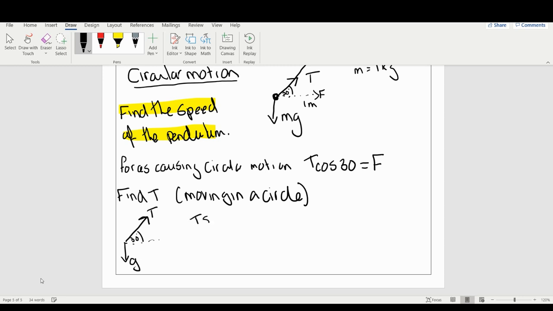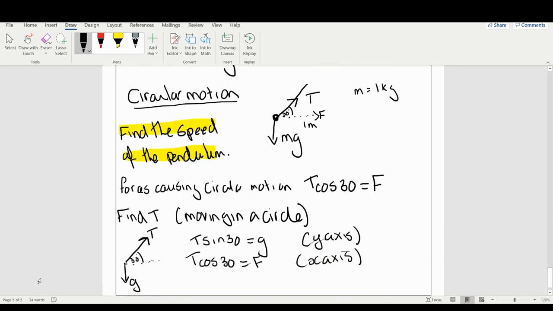So I know that T sine 30 equals G. This is in the y-axis. And I know that T cos 30 equals the centripetal force in the x-axis. Because this is the first thing I did: I identified what was causing the circular motion, the forces that were causing it, and it was T cos 30. So I'm finding the forces that cause the circular motion.